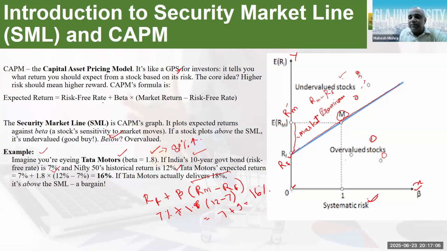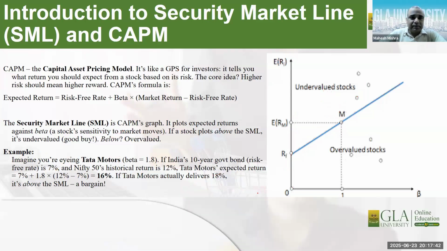If Tata Motors is giving more than 16%, then we can say that Tata Motors is undervalued. If Tata Motors provides less than 16%, we can say that Tata Motors is giving less return. That's why we can say that Tata Motors is overvalued. So we don't recommend buying overvalued shares. Okay, now what about next?